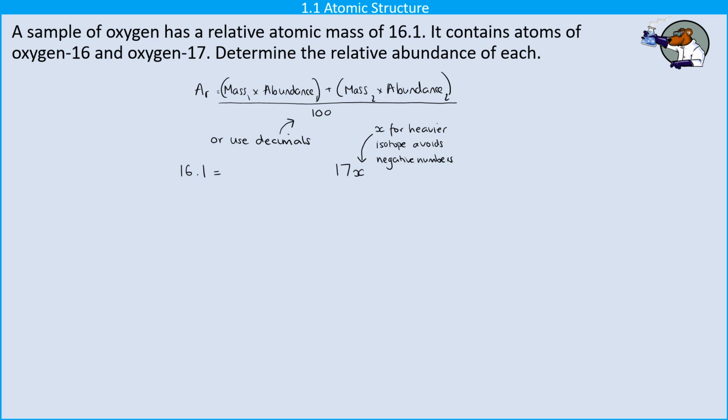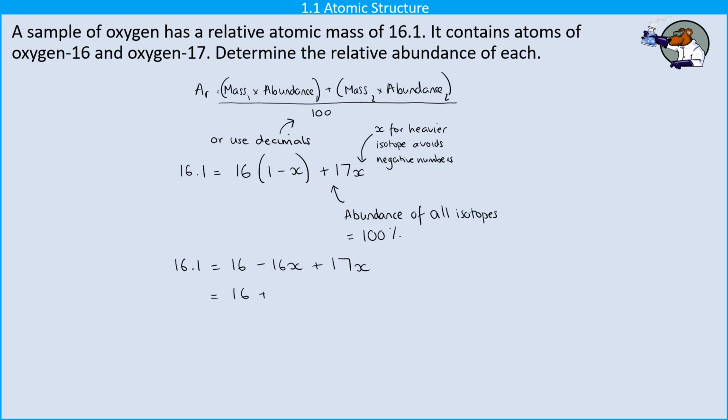Now, I know that all of the isotopes together are going to add up to be 100%, or if I'm working in terms of decimals, they're going to add up to be 1. So therefore, in the second part of my expression, the abundance, together with the abundance that I made x, must add up to be 1, or in other words, 100%. So this is where this 1 minus x has come from. Then if I multiply out my brackets, I'm going to end up with 16 take 16x. And if I then simplify by gathering together those x terms, I'm left with 16.1 being 16 plus x.